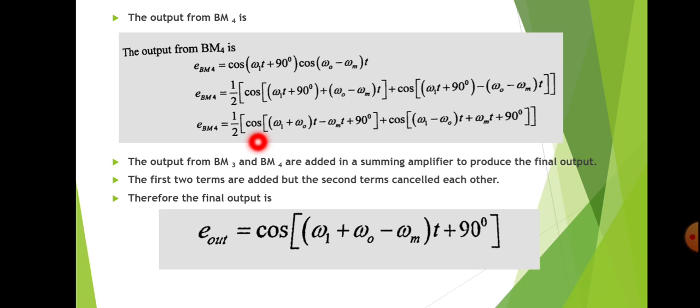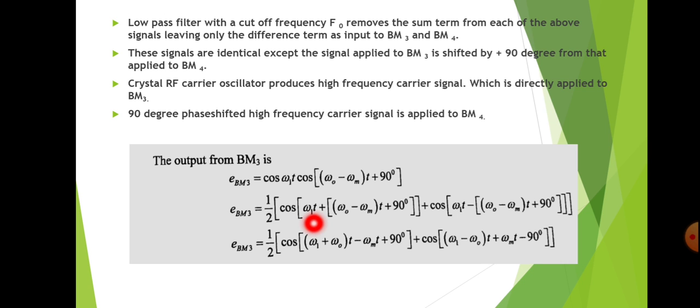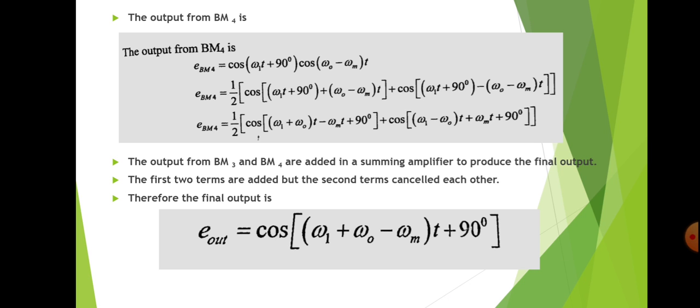So at the output we will get two signals, and they will be added by the summing amplifier. That is, the outputs of BM3 and BM4 are added in the summing amplifier to produce the final output. The first two terms are added, but the second terms cancel each other. You know that this is the first term in this case, it is plus 90 degrees. Similarly, this is the first term in this case, this is also plus 90 degrees. That means these two signals are in phase, so they will be added.